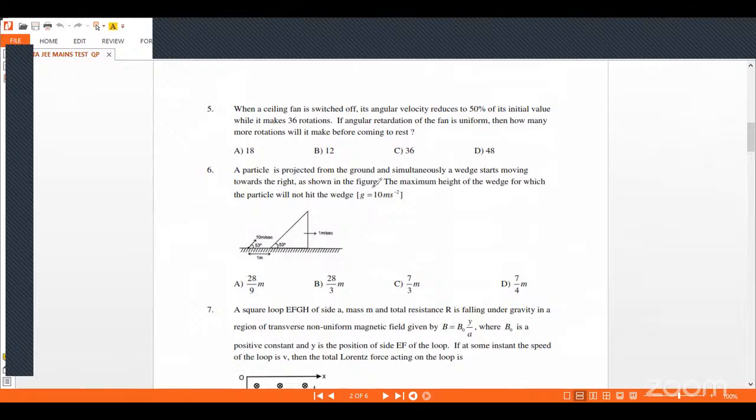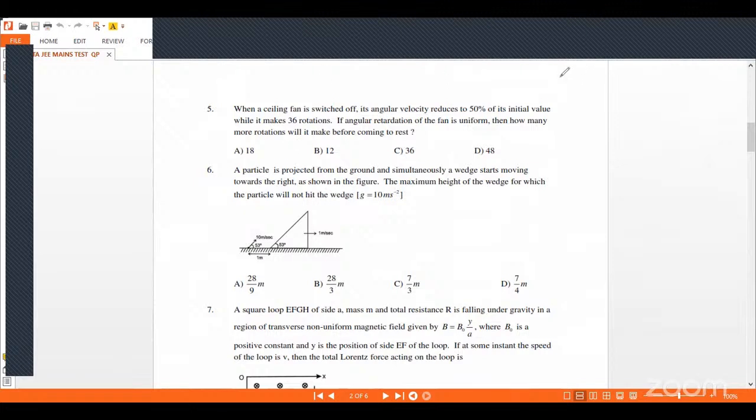A particle is projected from the ground and simultaneously a wedge starts moving towards the right, as shown in the diagram. Find the maximum height of the wedge for which the particle will not hit the wedge.